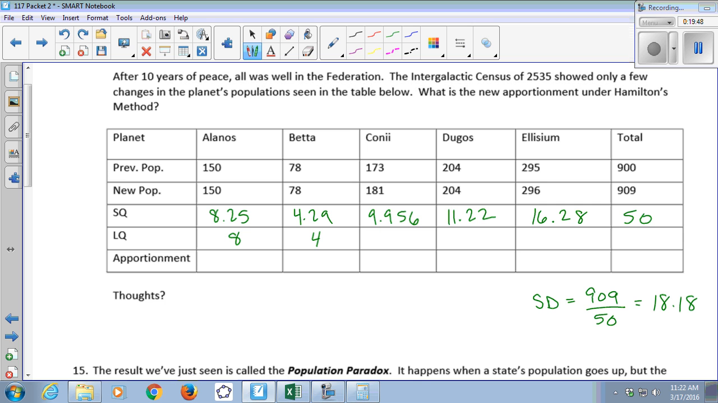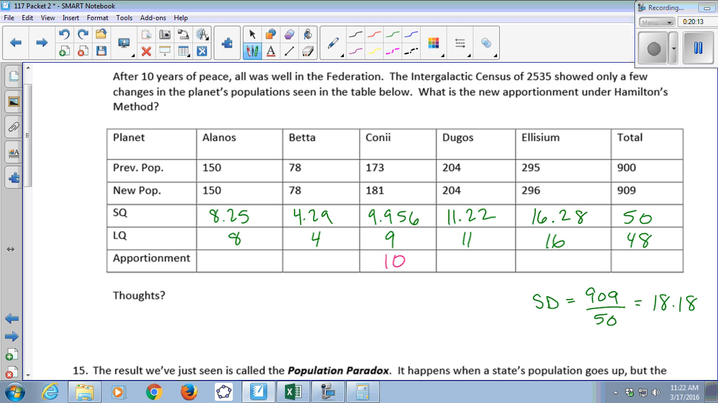Everybody gets their lower quota. And then I add those up. So I have 12, 21, 32, 48. Did I do it right? 48. Okay. So I have 2 seats left to give out. Who gets them?